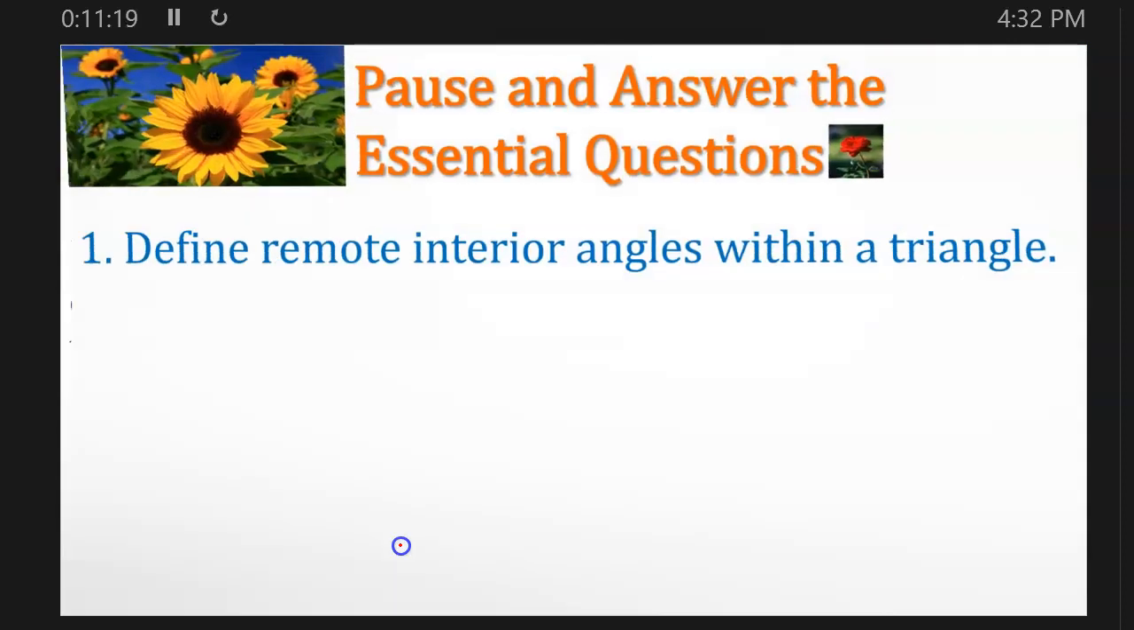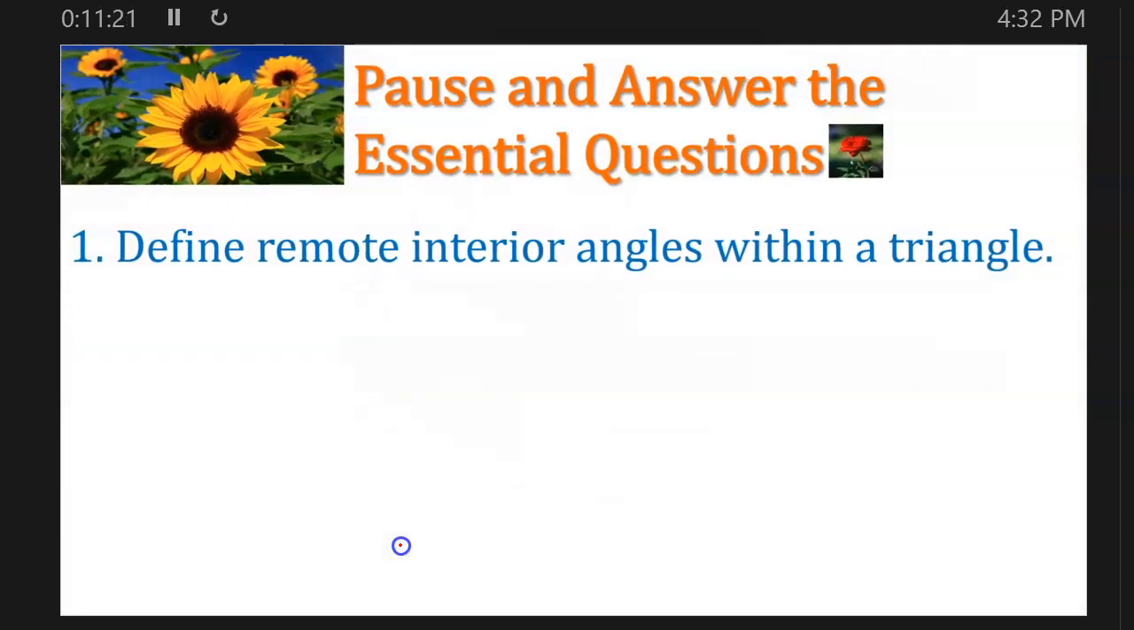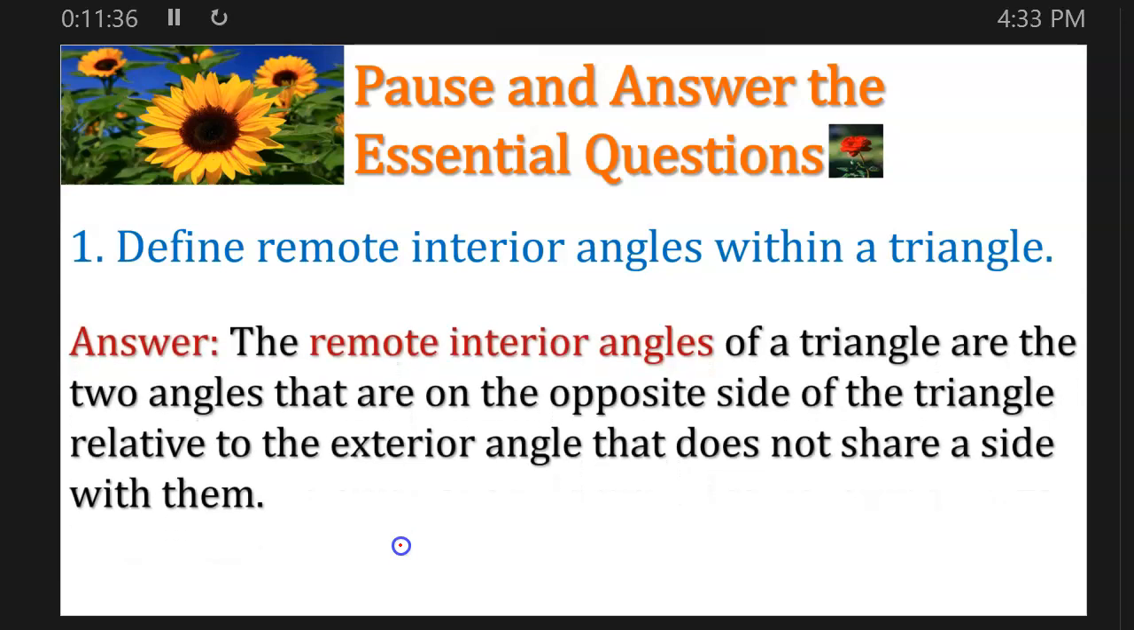All right, so now let's answer the first essential question. Go ahead and pause and try to answer: define remote interior angles within a triangle. What are those? What are remote interior angles? Okay, the remote interior angles of a triangle are the two angles on the opposite side of the triangle relative to the exterior angle, the ones that do not share a side with it.